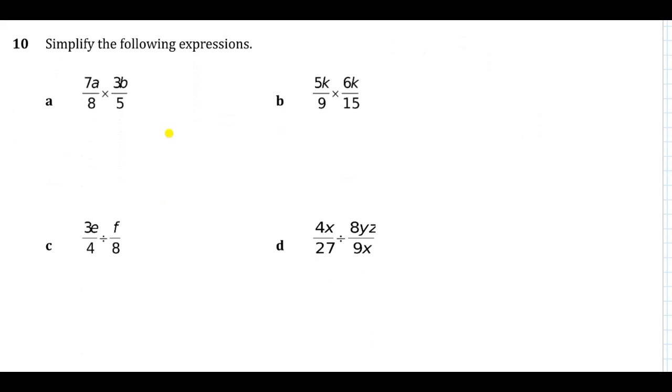For question 10, products, I don't really have to do anything unless I can look out for some early cancelling. In A, there are no early cancellations. So I'm going to go straight across the top. 7 times A times 3 times B gives me 21AB. And on the bottom, I get 8 times 5, which is 40.